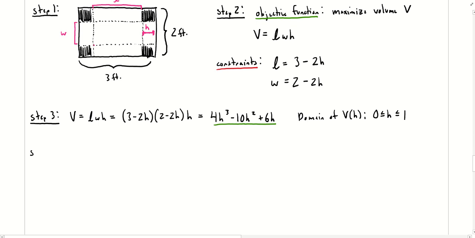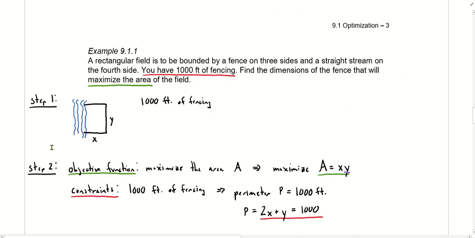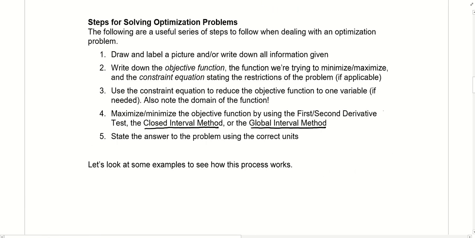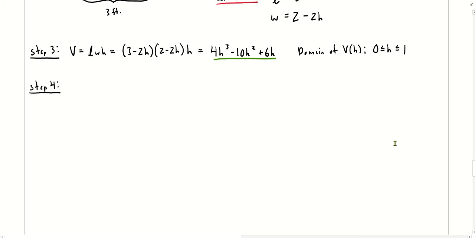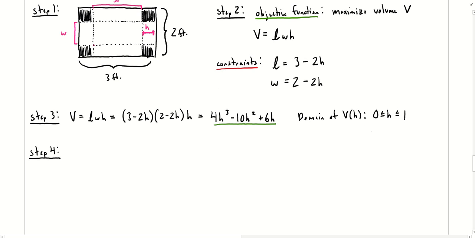Now in step 4, this is again where we do some calculus. This is where we actually minimize or maximize the quantity that we want using one of the techniques that we talked about back in topic 8. One thing that's a little bit different in this example than the previous is we do have a closed interval for our domain, and that allows us to use the closed interval method. So remember the closed interval method.